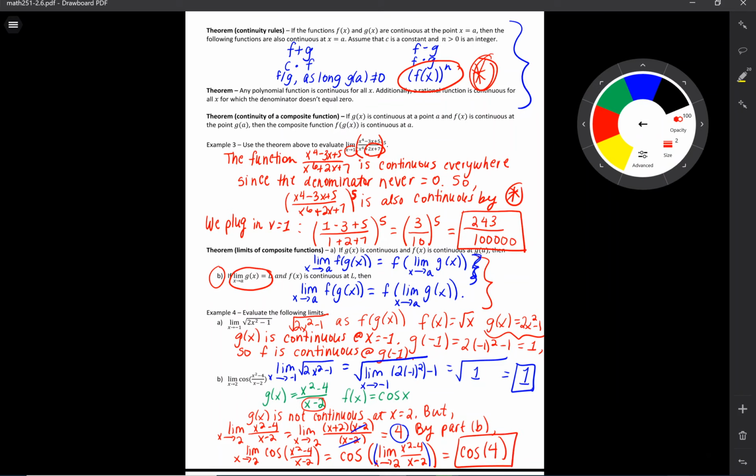You might be saying, but Amanda, can't we just plug in x equals 2 in here? And it's okay because our x minus 2 cancels out on the top and the bottom? Well, again, we don't know yet that we can just plug in x equals 2 into my function. We'll learn that later. But for now, this is what we have to do. We have to decompose our function like this and use this theorem.